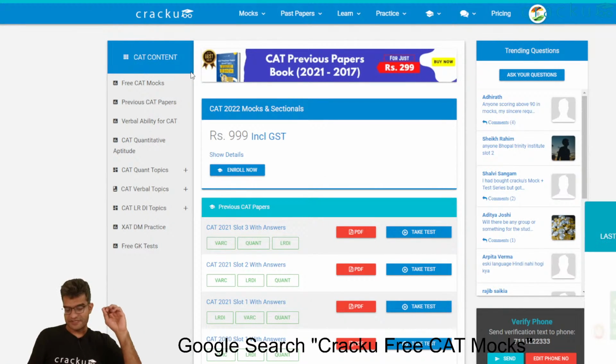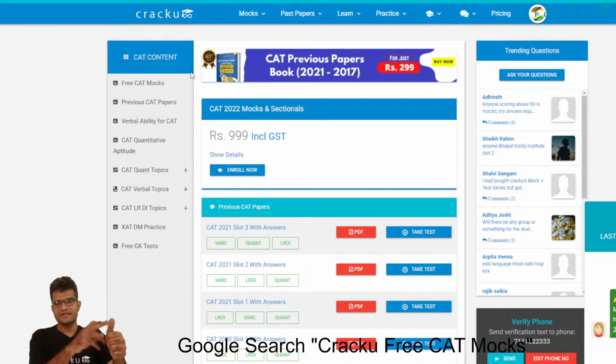So if you're looking for, say, CAT 2020, I would recommend you to first solve CAT 2020 slot 1, slot 2, slot 3, and CAT 2021 slot 1, slot 2, slot 3. These 6 papers, at least all the LRDIs, I would recommend you to solve. If you have more time, then go back to CAT 2019, CAT 2018, and so on. But these 6 slots, at least, you should definitely solve.